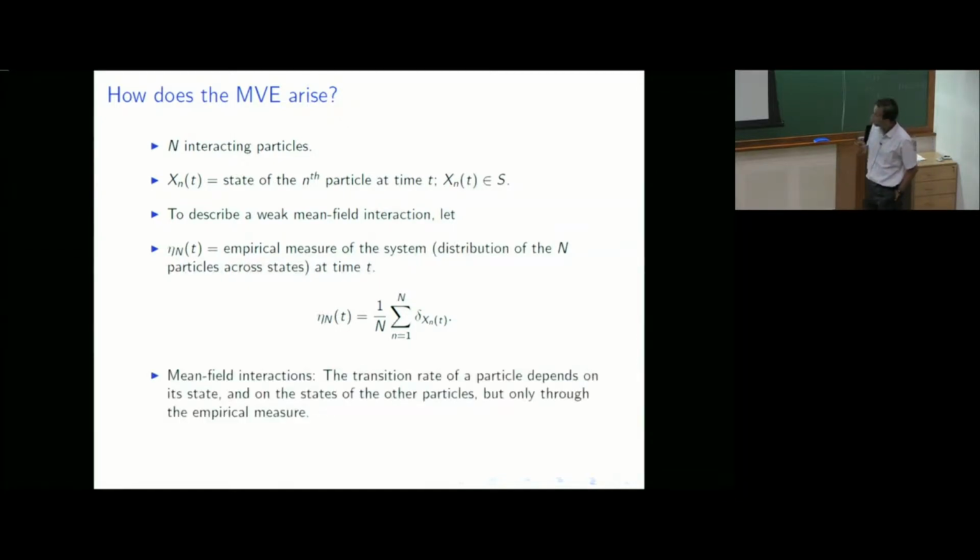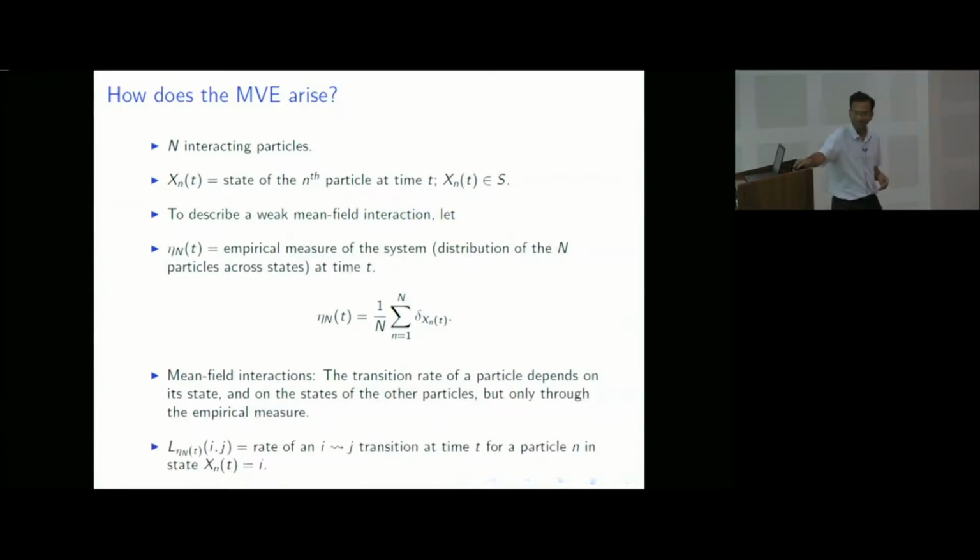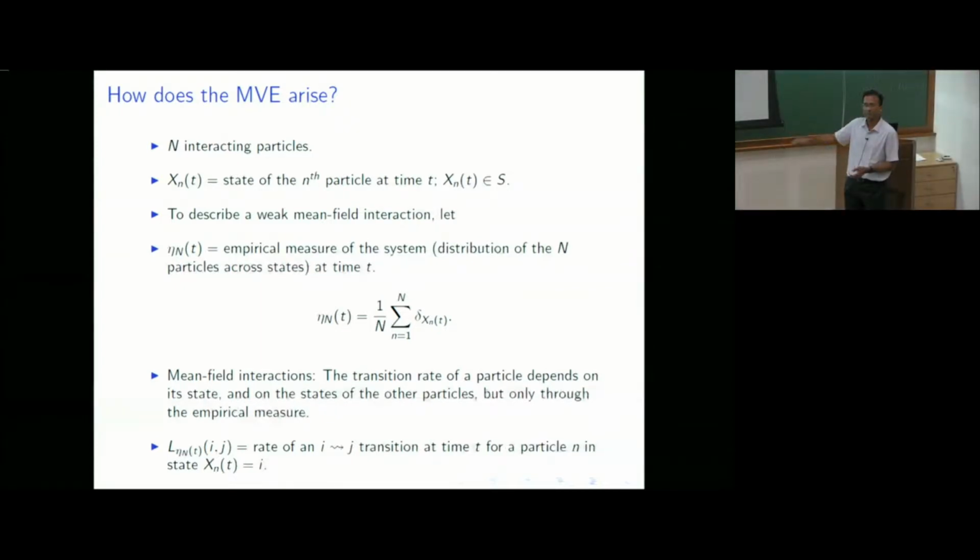Now the mean field interactions are as follows. The transition rate of a particle depends on its state, but it also depends on the other states, in a weak way, only through the empirical measure. Let's say the nth particle is in state i. The rate at which it will jump from i to j is L ij, but modulated by the empirical measure. You evaluate the L at the current empirical measure, and that's the rate.